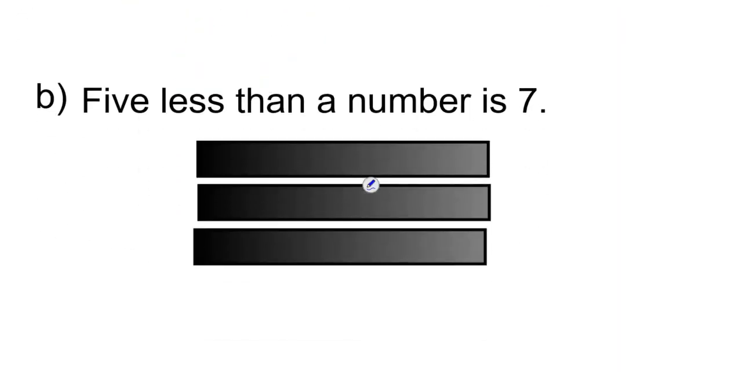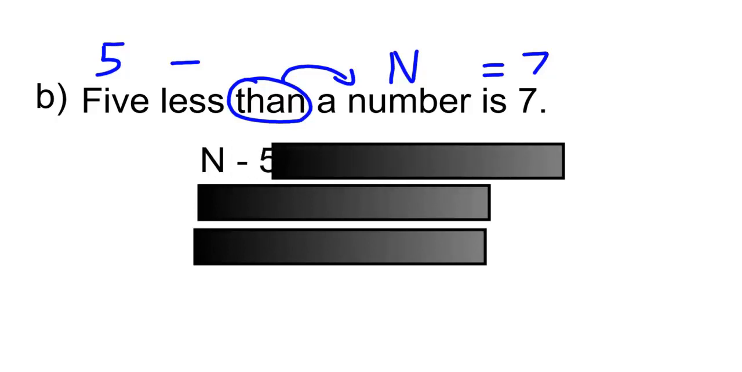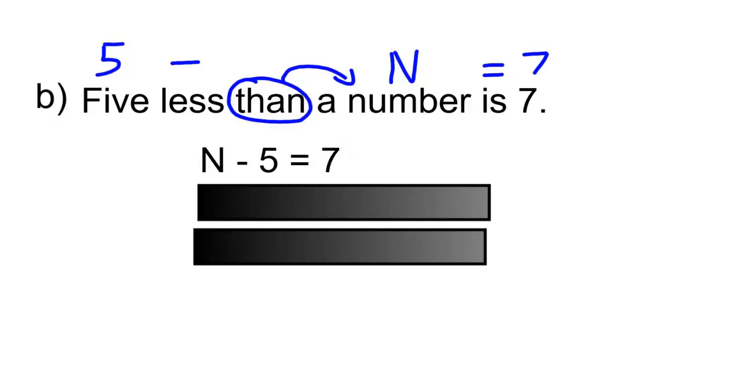For the next question, 5 less than a number is 7. 5 less is subtraction. Keyword then. Whatever goes after the word then will go first. Number is the variable n. Is equals, and 7. You'll write the n first because it's after the word then. Subtract 5 is equal to 7.